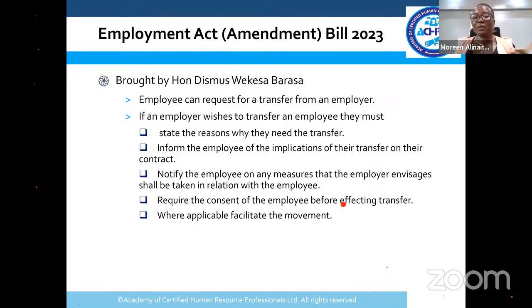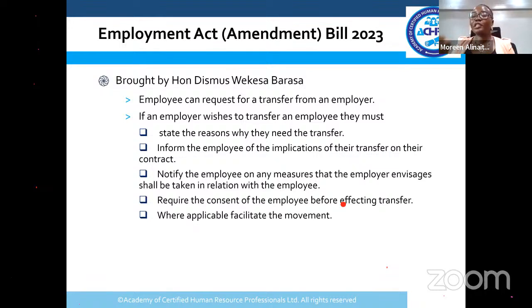What will the transfer help you? How are they going to change things when they transfer you? Now, this is interesting. This bill seeks to impose on the employer that before you transfer somebody, you must get the consent of the employee before effecting the transfer.